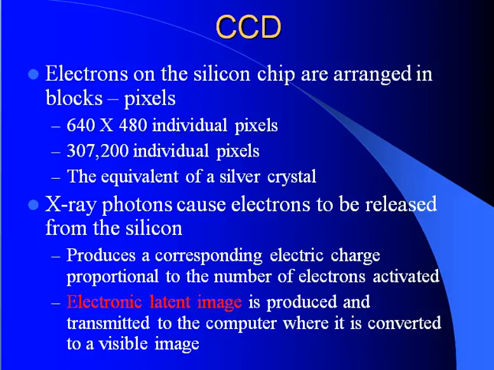The electrons on the silicone chip are arranged in blocks called pixels, which function much like the silver crystals. X-ray photons cause electrons to be released from the silicone, and it produces a corresponding electrical charge that is proportional to the number of electrons activated. An electronic latent image is produced and transmitted to the computer, where it is converted to a visible image.